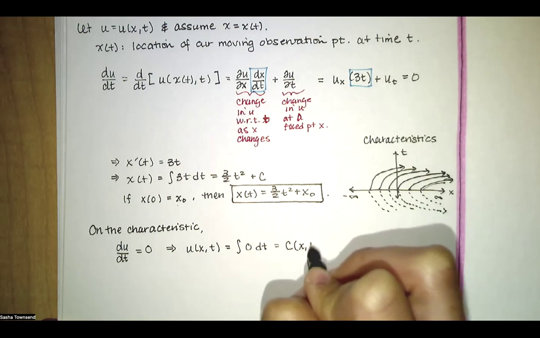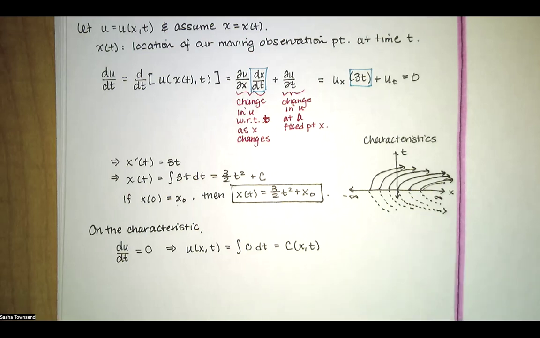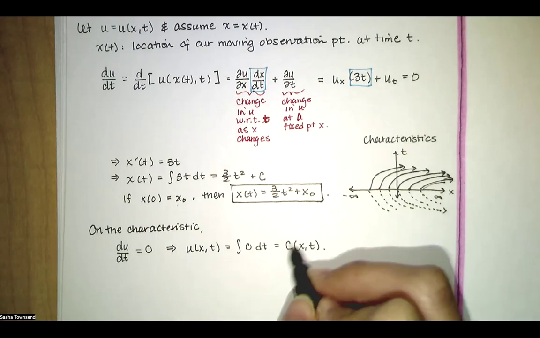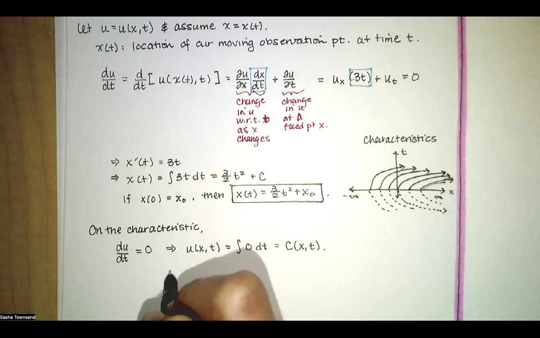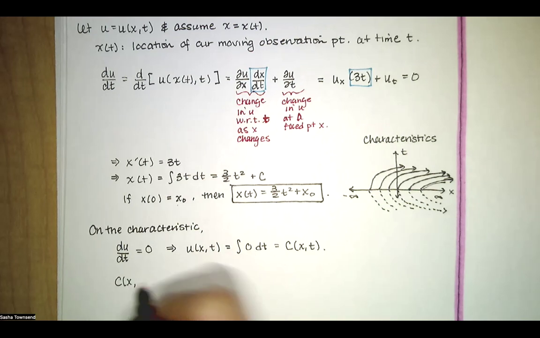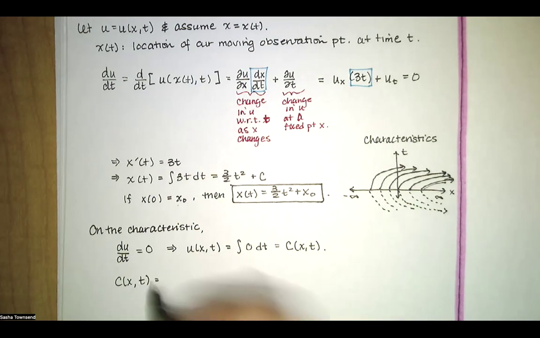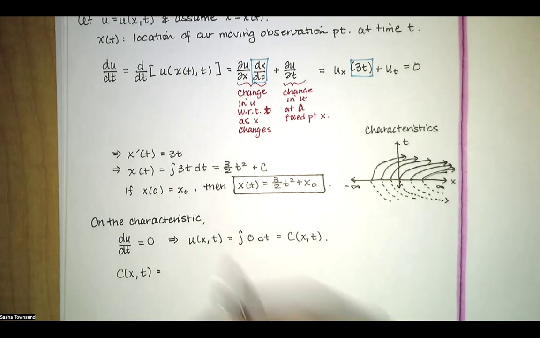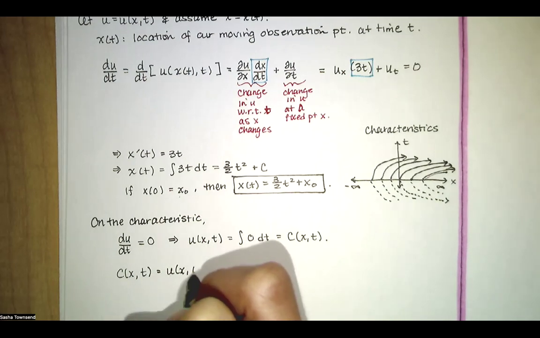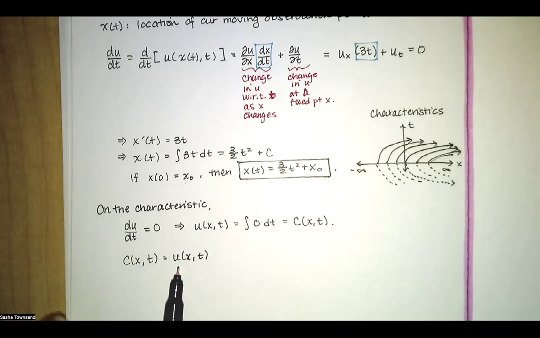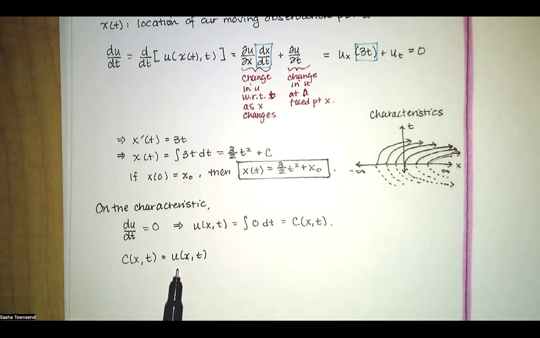And I know it's a little weird that constant might depend on x or t, but it's constant as long as we're on the characteristic. So we want to find the value of that constant. Usually we would get that constant by itself. In this case, it's really easy because it's already by itself. And then we say, well, what does that function have to be?